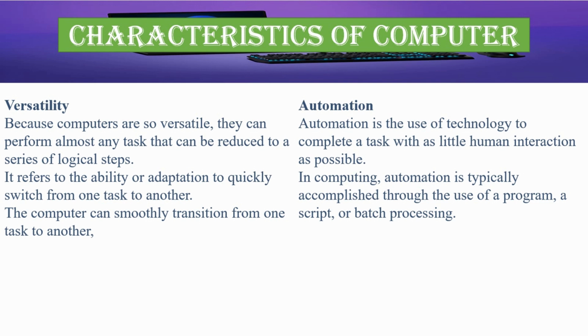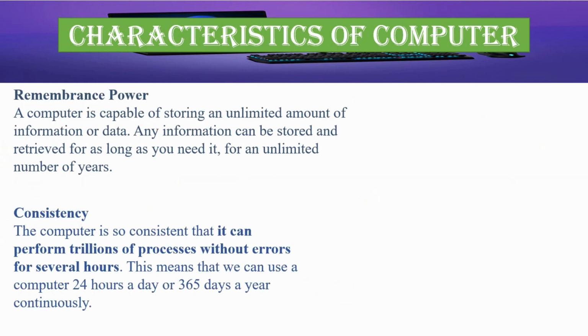Automation. Automation is the use of technology to complete a task with as little human interaction as possible. In computing, automation is typically accomplished through the use of a program, script, or batch processing.